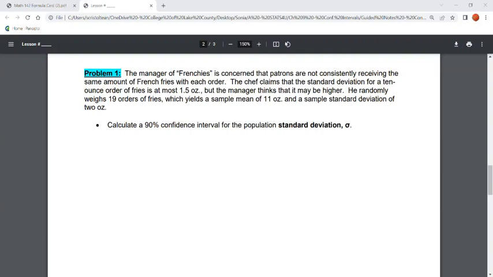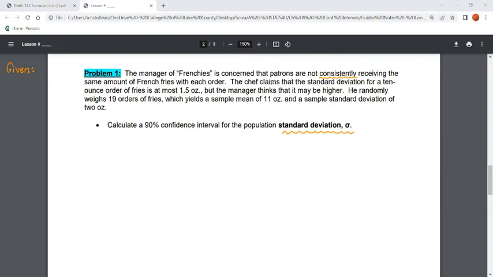So let's write down the given information. And there is a lot of information, actually, some information we do not need. But this problem makes you aware of how we can use statistics in real life situations, like this one. First of all, the manager is concerned about the consistency. When we think of consistency, we think of variation, standard deviation, or variance. And that's the reason the question asks for the confidence interval for sigma.